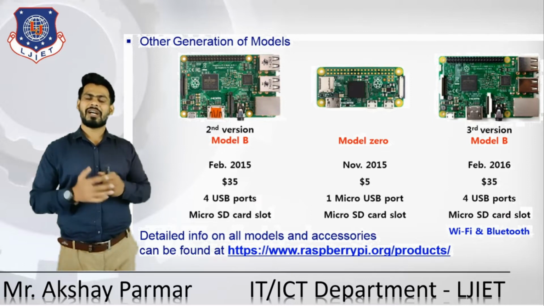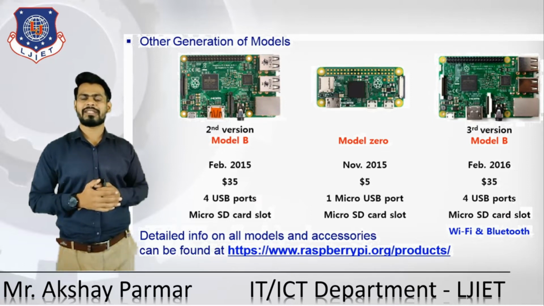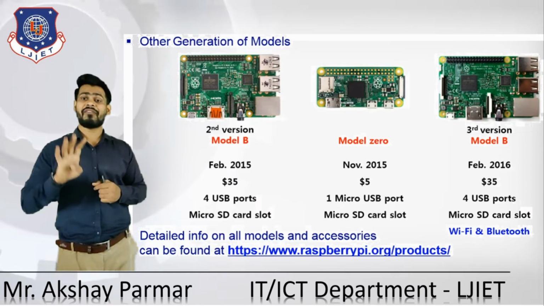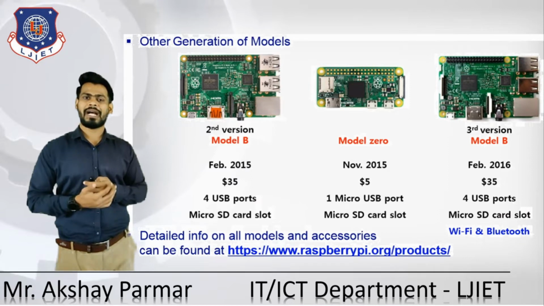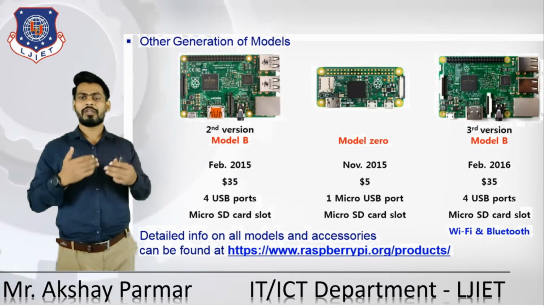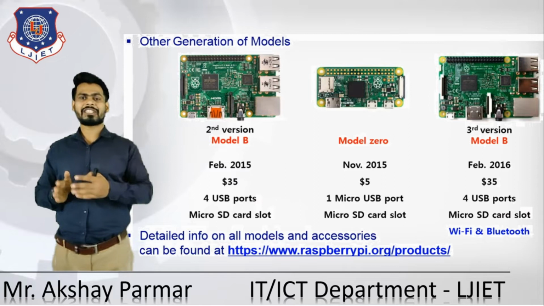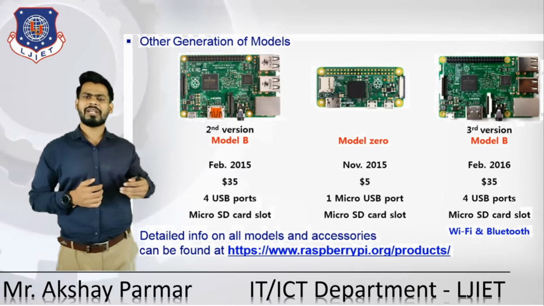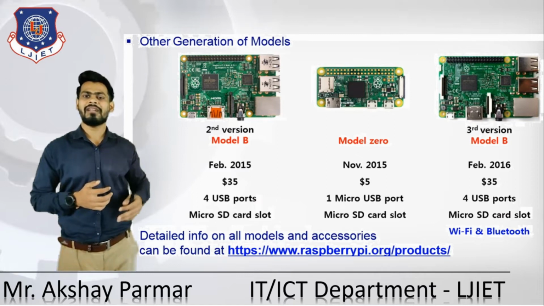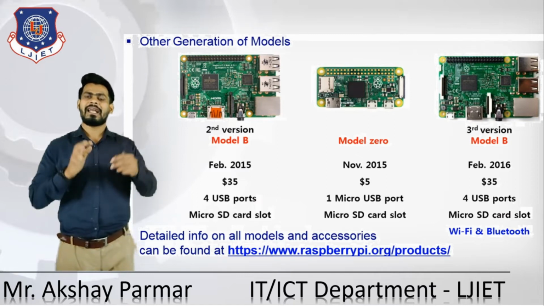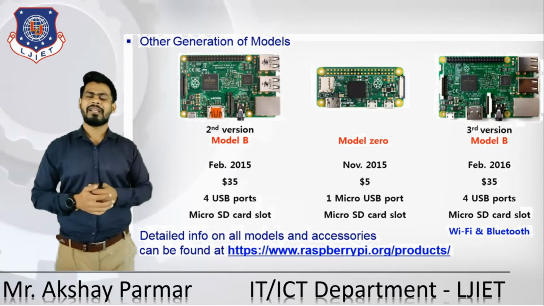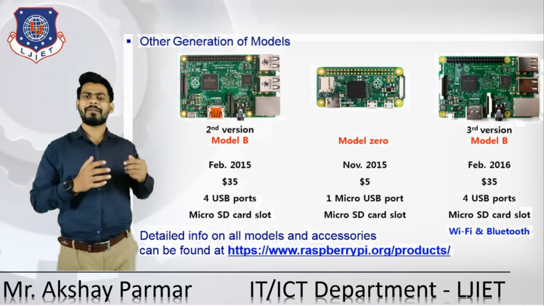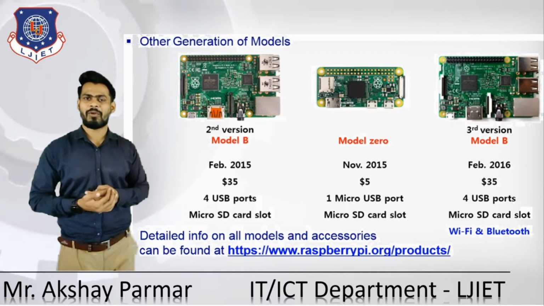After that the third version of the model B was introduced in February 2016. It costs around $35, has 4 USB ports and a micro SD card slot, and new features were introduced: Wi-Fi as well as Bluetooth connectivity. Detailed information for all these models and accessories can be found at raspberrypi.org, in the product section of the official website.